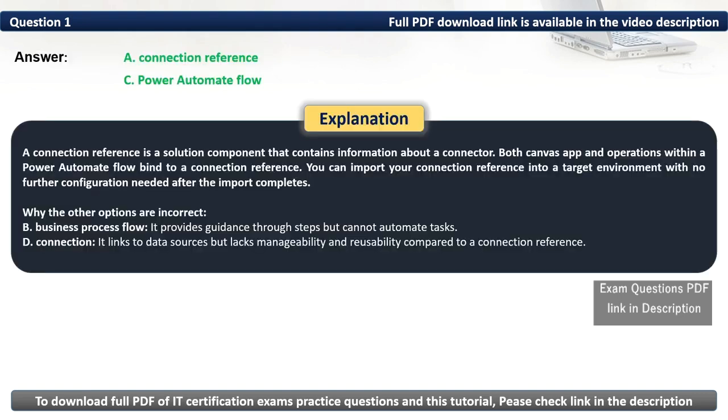Connection reference is a solution component that contains information about a connector. Both Canvas app and operations within a Power Automate flow bind to a connection reference. You can import your connection reference into a target environment with no further configuration needed after the import completes.